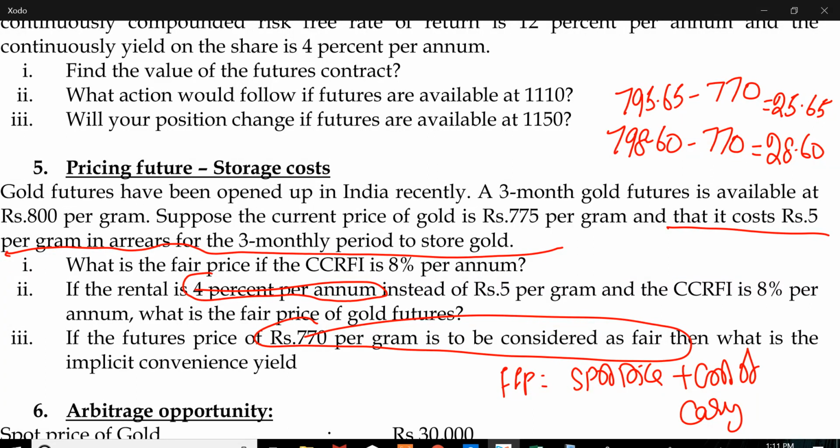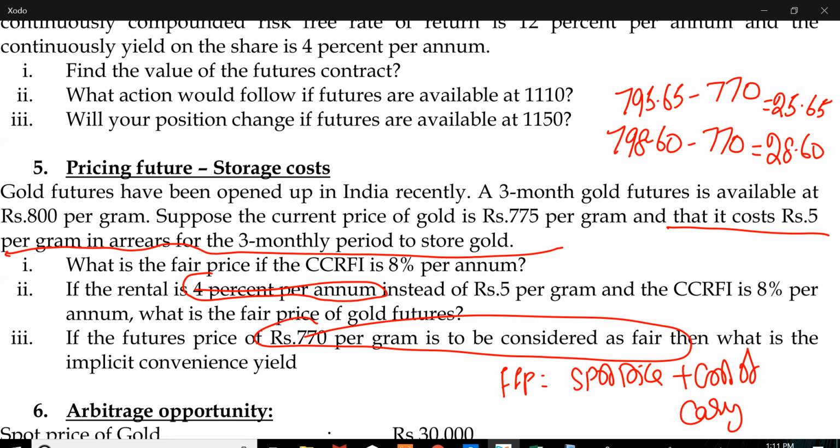Now write a formula. FFP equals spot price plus cost of carry minus convenience yield. I'll give this equation for part 1 of the question. Spot price plus cost of carry minus convenience yield. 770 equals 775. This is part 1, the original part of the question.